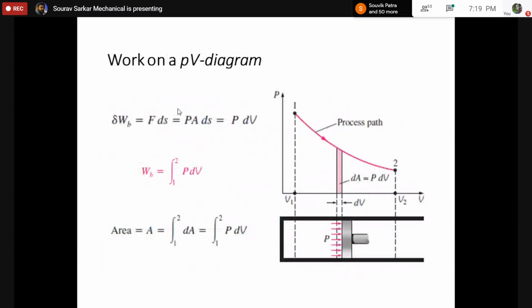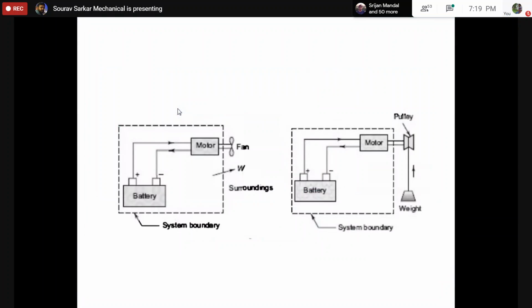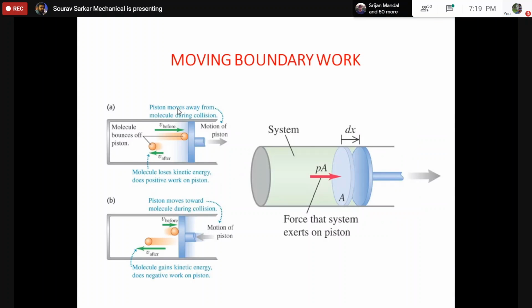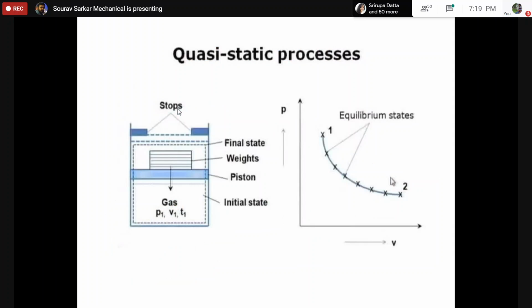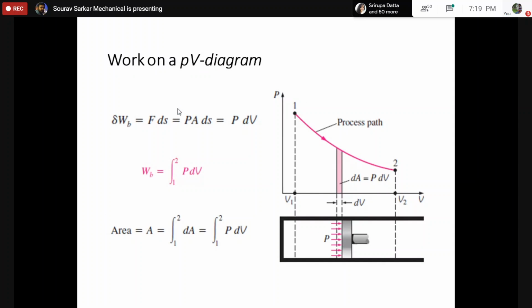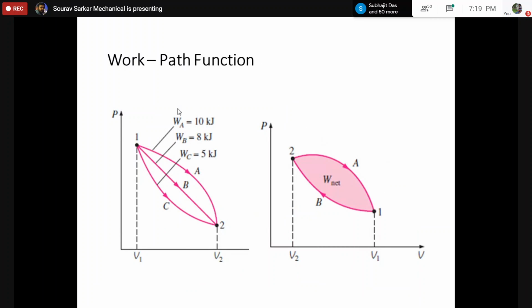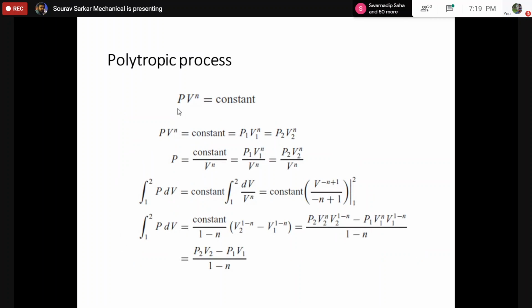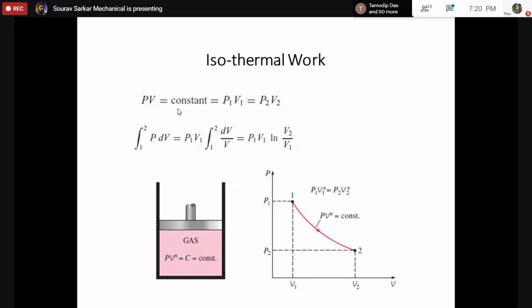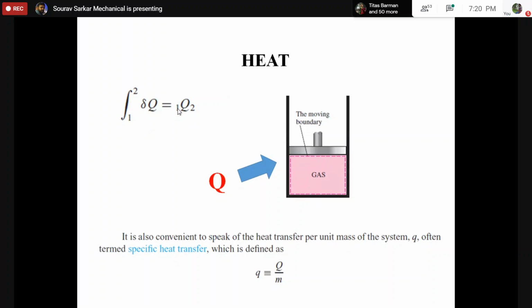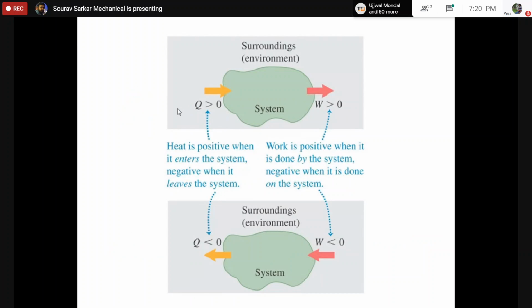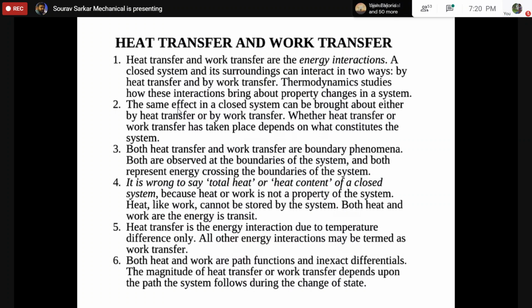What have we discussed today? Today we have discussed heat and work transfer, then moving boundary work and how to quantify it, then work done through a PV diagram, then the sign of the work and work as a path function, then the expression of the polytropic process, and how to find the work done for any process. This is nothing but some mathematical exercise. Then we discussed heat transfer and the sign of heat transfer, and finally some major points.